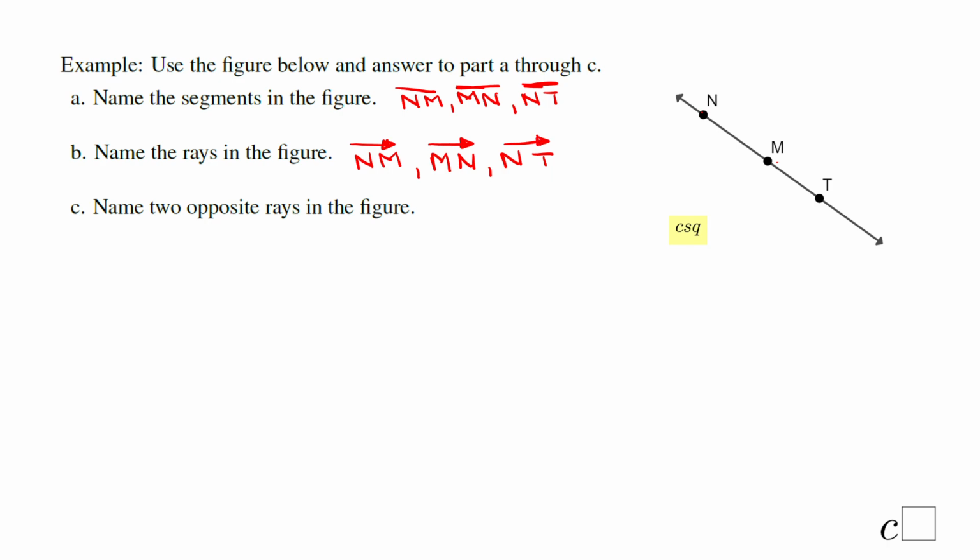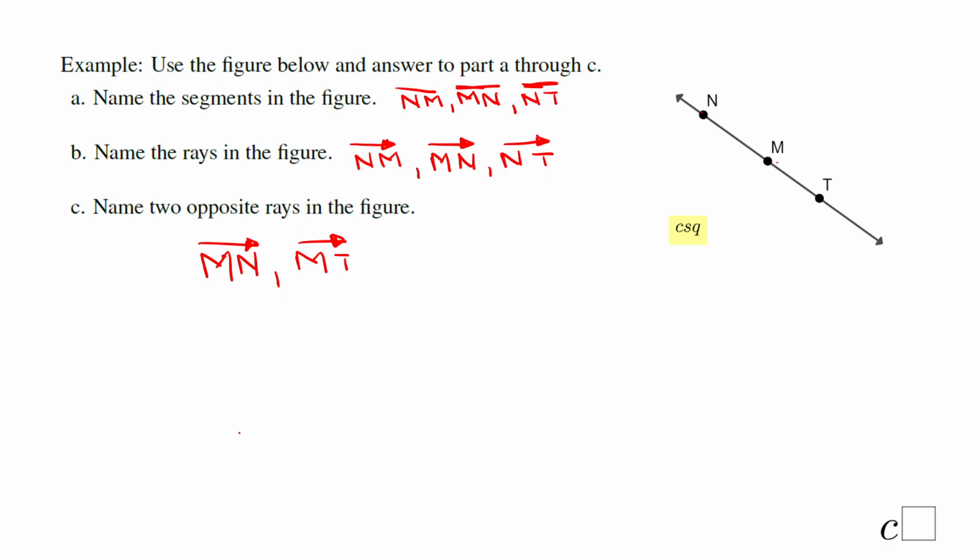Name 2 opposite rays in the figure. So we're going to have, for example, NM. Let's not start with this one, it's not a good example. Let's say the other way, in fact, MN. So it starts from M, goes through N forever up here like this. And what will be the opposite ray? MT. Okay, so these are two rays.